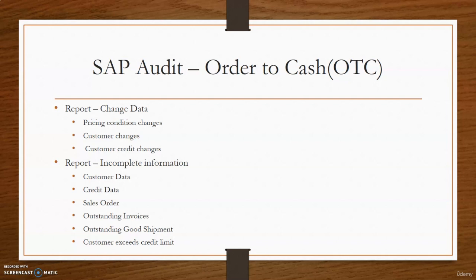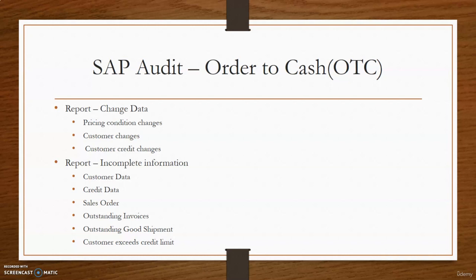The next is incomplete sales orders. To know the incomplete sales orders, the report is VRVAUFERR or transaction code V.00. This is used to identify the sales or delivery documents with incomplete information. The frequency at which you review this report should be heavily based on the risk associated with each transaction.